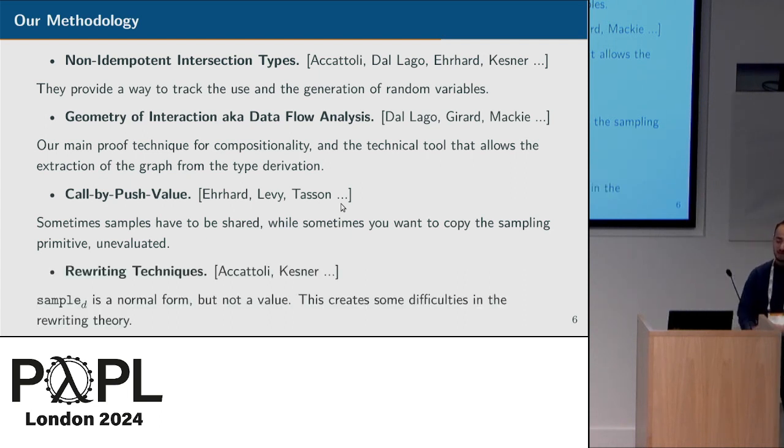And finally, since we compile to Bayesian networks, our normal forms are Bayesian networks, so our normal forms are not values. And so the rewriting theory of our language is a bit more complicated than the usual, and we need some more sophisticated rewriting techniques to handle all the cases.